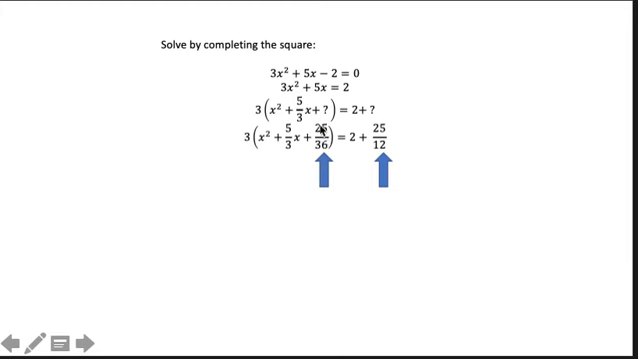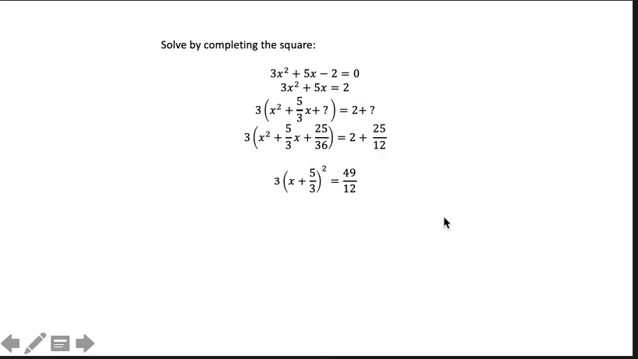Now, look, this says 25 over 36, but I didn't add 25 over 36 here. Okay, so where did I get 25 over 12? Why am I adding 25 over 12 here? Well, let me show you. I didn't really add 25 over 36 here because what is 3 times 25 over 36? 3 times 25 over 36 is 25/12. So that's what I'm adding to both sides, 25/12. It looks like 25 over 36 in here because we divided out the 3, but it's 25 over 12 on the right-hand side.